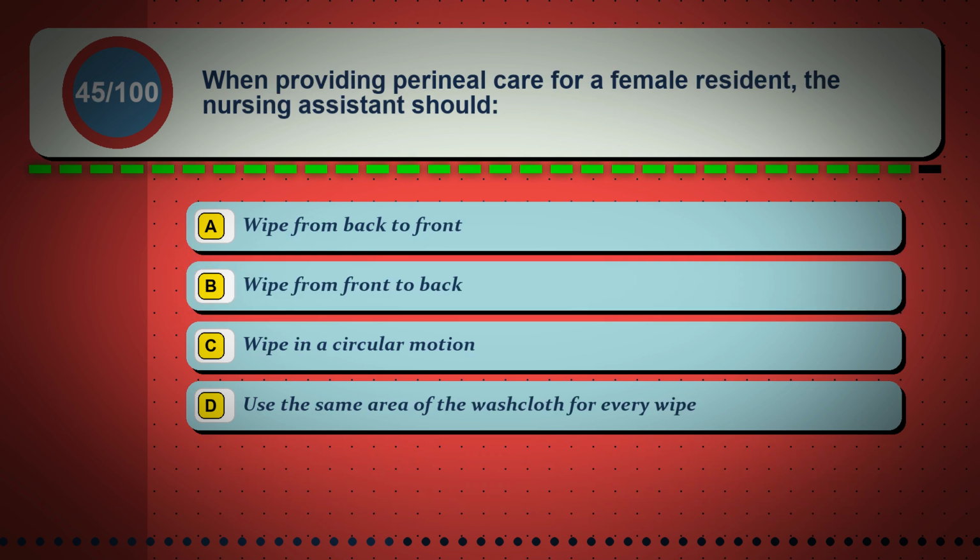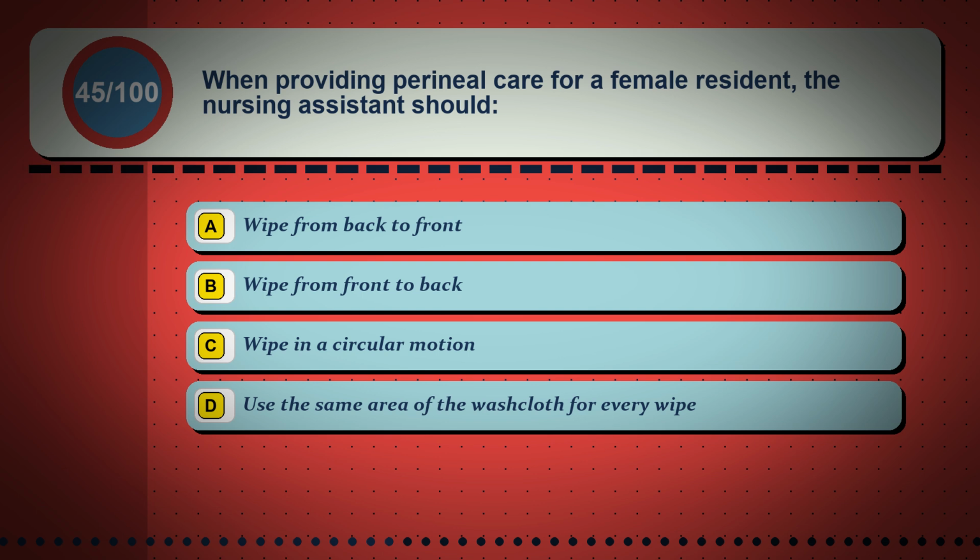Question 45. When providing perineal care for a female resident, the nursing assistant should: Option A, wipe from back to front. Option B, wipe from front to back. Option C, wipe in a circular motion. Option D, use the same area of the washcloth for every wipe.